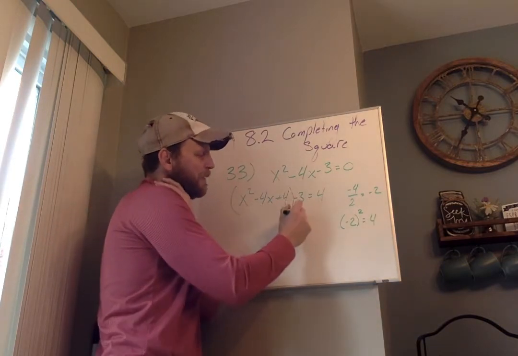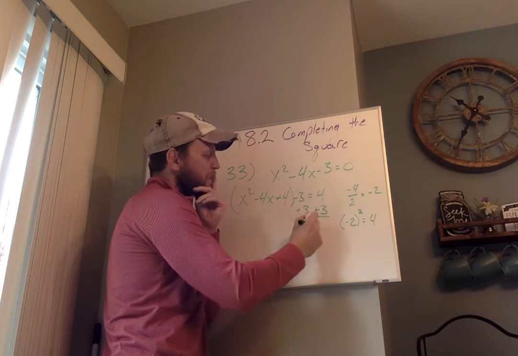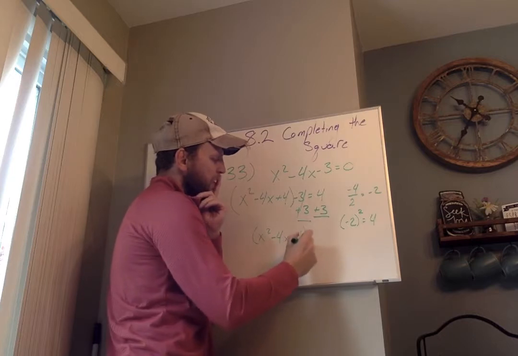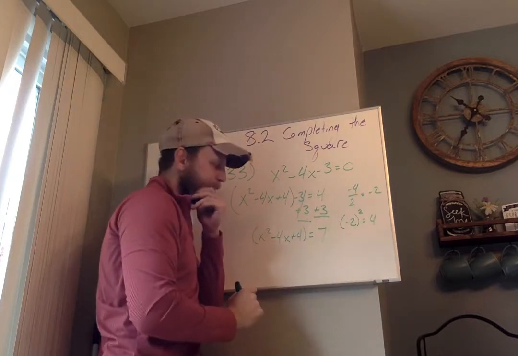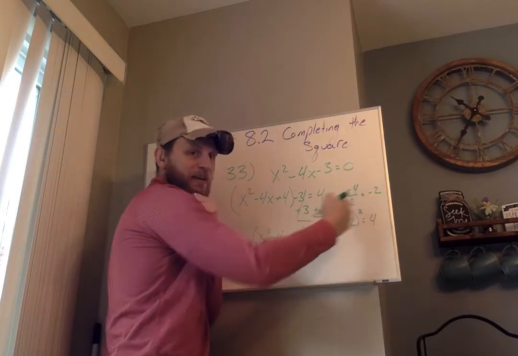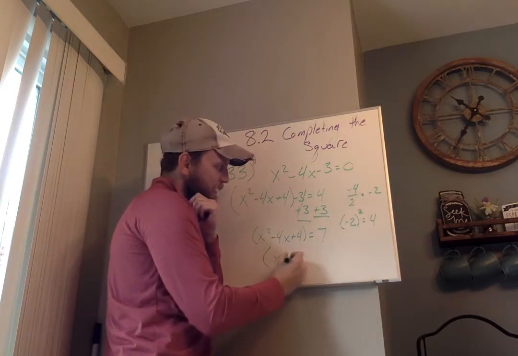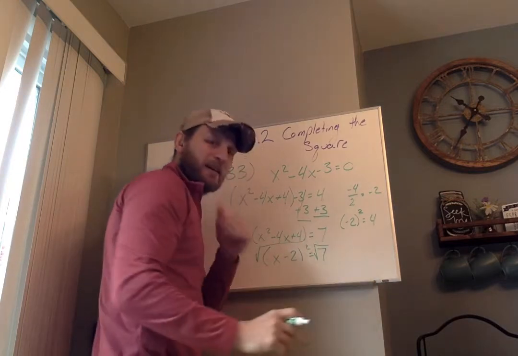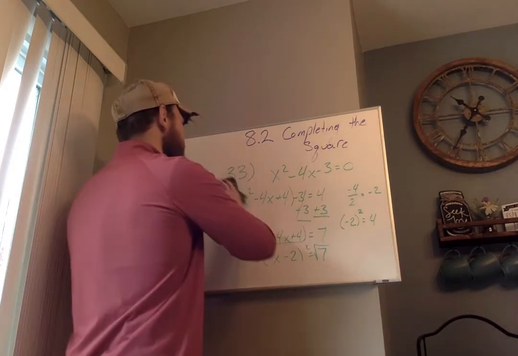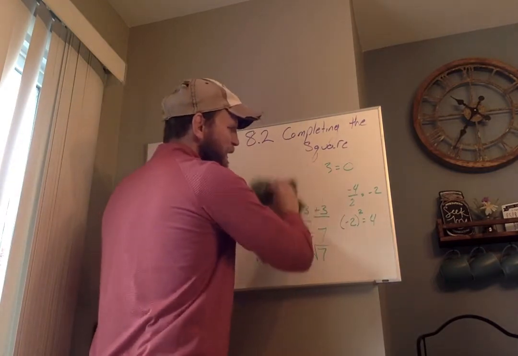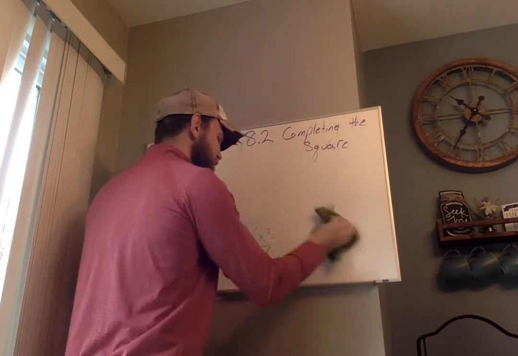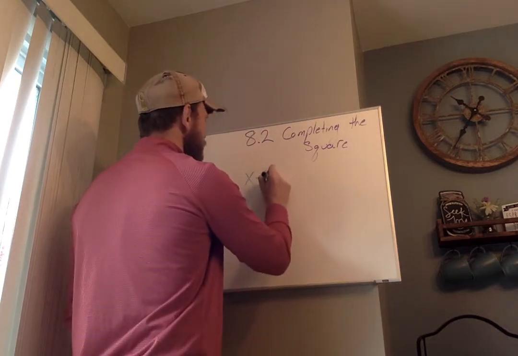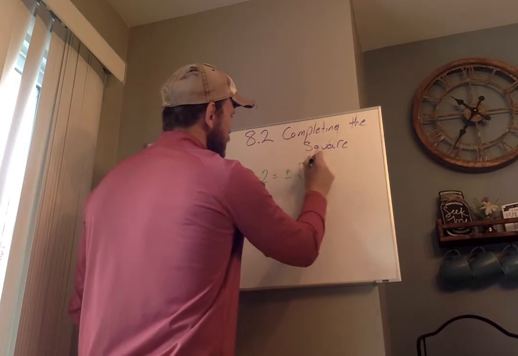So I'm trying to get this by itself, so I add the 3. So I have x squared minus 4x plus 4 equals 7. Now I'm going to use that number that I calculated first off. So I have (x - 2) squared equals 7. Now I take the square root. Now the only trick with this is 7 isn't a perfect square. I can't take the square root of that. So I have x minus 2 equals plus or minus the square root of 7.